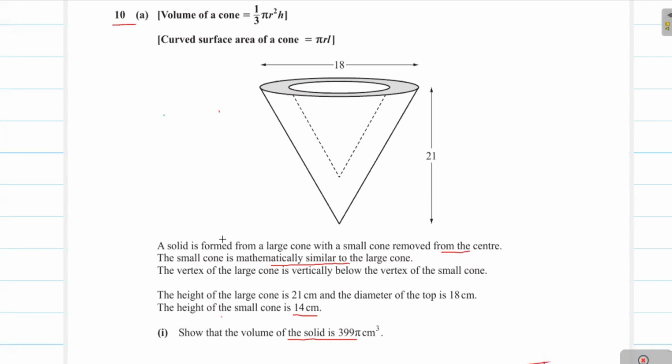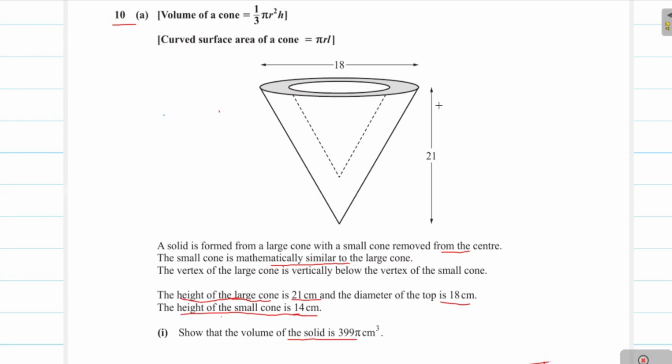Question number 10, part A. A solid is formed from a large cone with a small cone removed from the center. Small cone is mathematically similar to large cone. The vertex of large cone is vertically below the vertex of small cone. Height of large cone is 21 centimeter. Diameter of the top is 18 centimeter and the height of the small cone is 14 centimeter. Show that the volume of solid is 399 pi cubic centimeter.